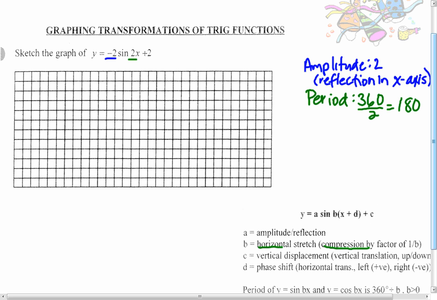Third and last thing that I see is the 2 added on the end. That is a vertical translation up 2. We're going to call it a displacement, and it's up 2. So we've got those 3 pieces. I'm going to start by graphing y equals sine x, and I'm going to do it as a dotted line in black. First of all, I need to get my scale.